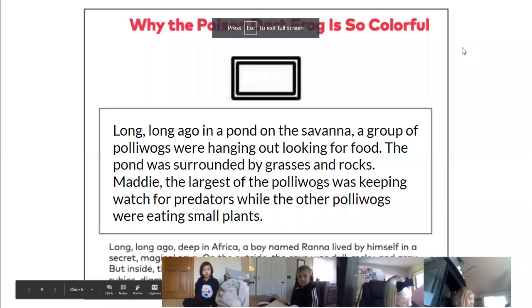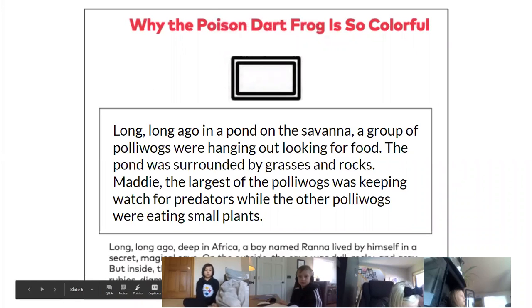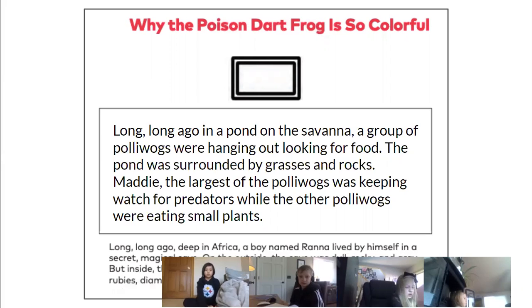These are our 3 sentences. These are not your 3 sentences. These are our 3 sentences from our other story, which was why did pollywogs wiggle? Long, long ago, in a pond on the savannah, a group of pollywogs were hanging out looking for food, surrounded by grasses and rocks. Maddie, the largest of the pollywogs, was keeping watch for predators while the other pollywogs were eating small plants. That was our 3 sentences.